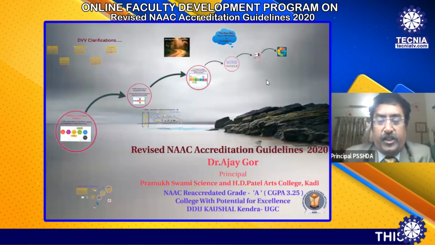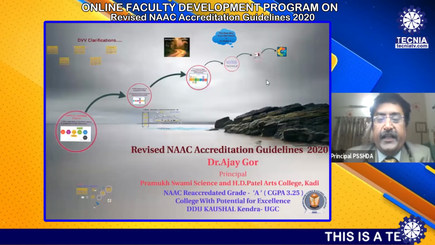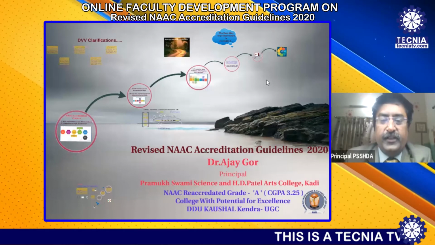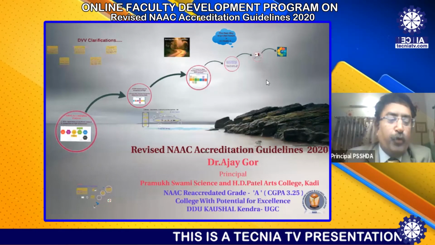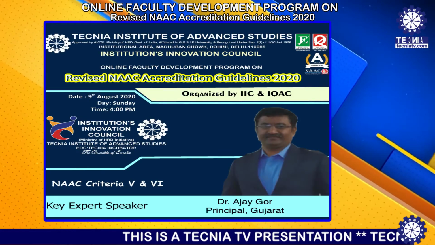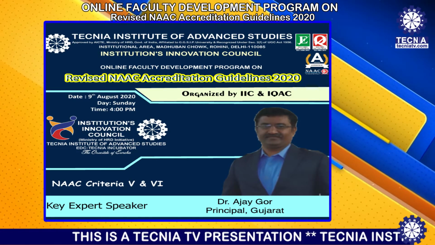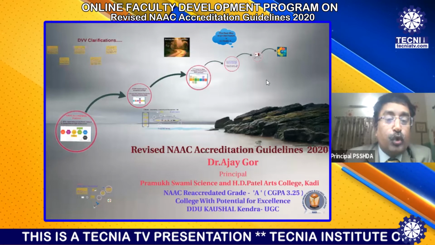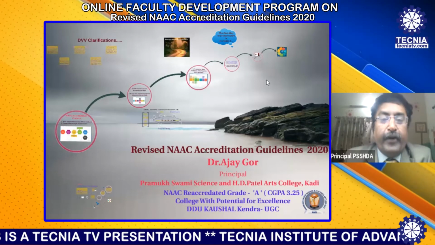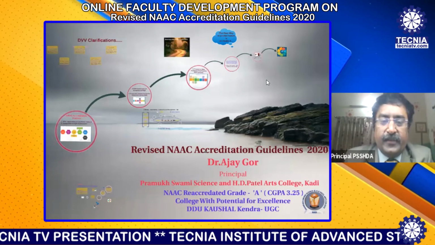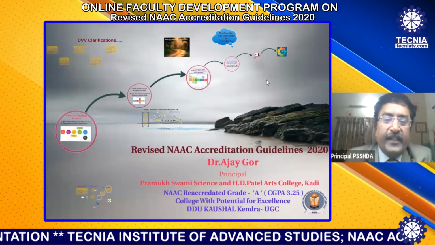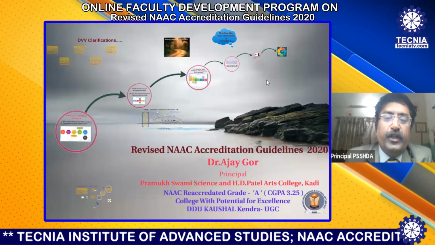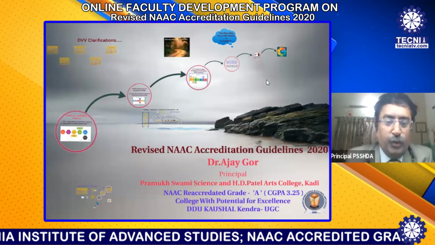So by nature, criterion 5 and criterion 6 are totally different. Different in the sense that in criterion 5, we have a total of 12 metrics. Out of these 12 metrics, we have 2 qualitative metrics, while 10 are quantitative. So the whole command will be dependent on how you are preparing the documentation and how the DVV agency is assessing you.